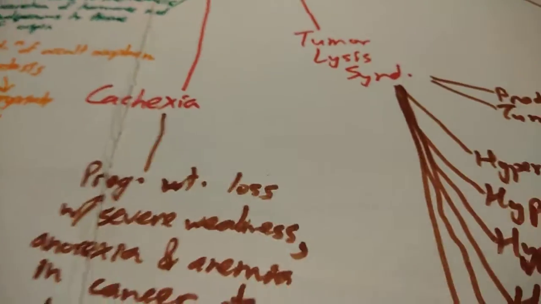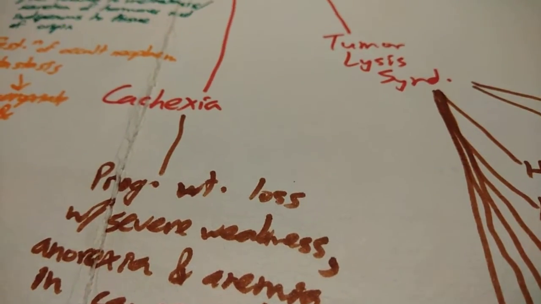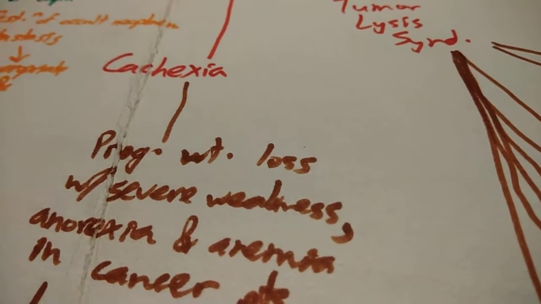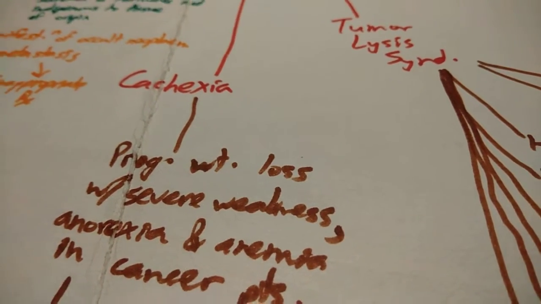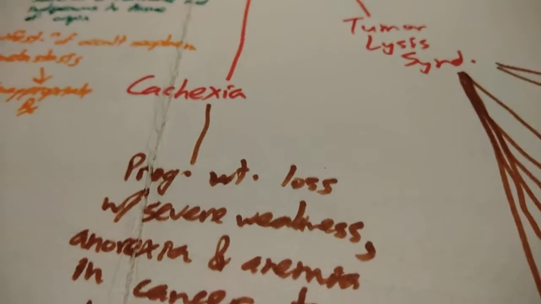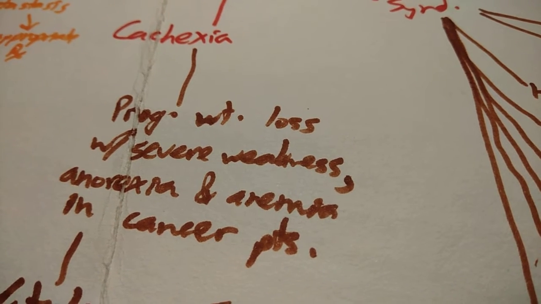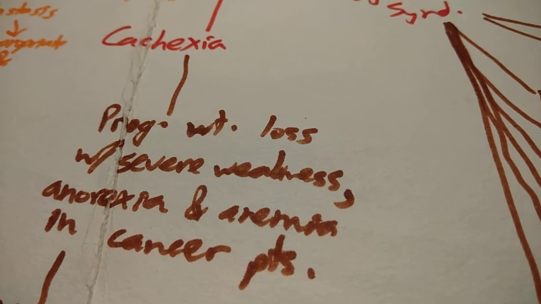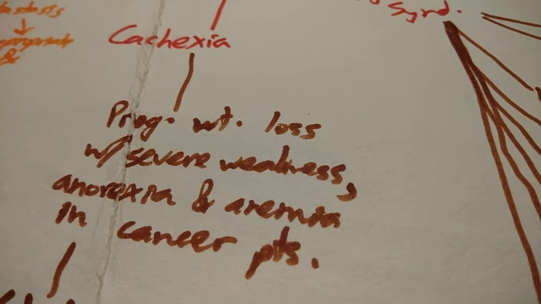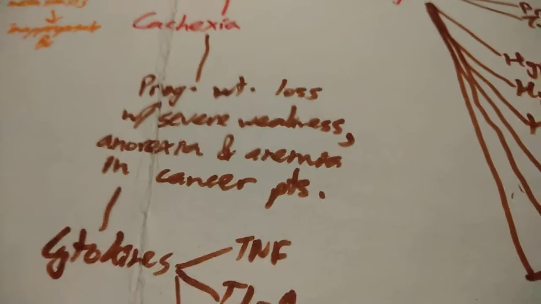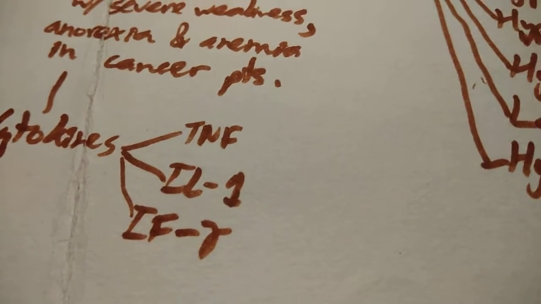And then you have cachexia. This is most commonly seen in later stages of cancer, and it's also a serious complication, which is why you should act fast to prevent as much wasting as possible. It's progressive weight loss with severe weakness, anorexia, and anemia in cancer patients, right? It's often because of the release of cytokines such as TNF-alpha, interleukin-1, and interferon gamma.